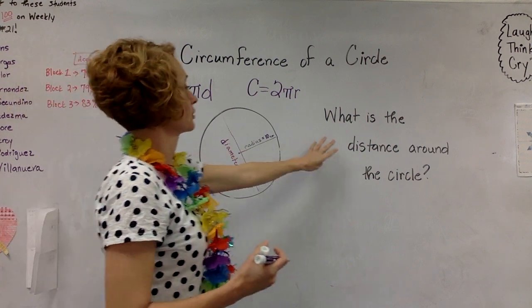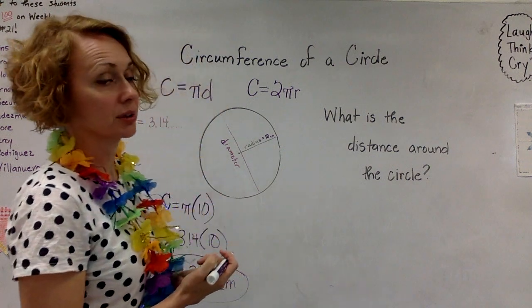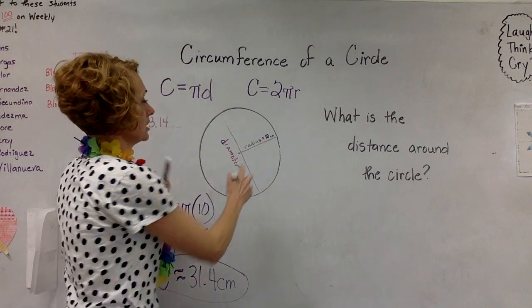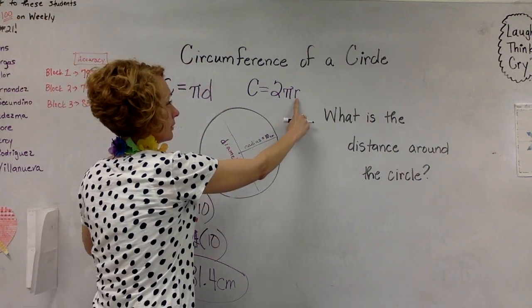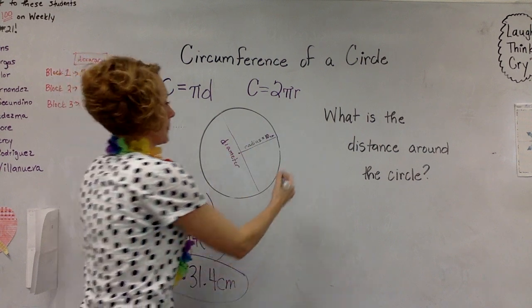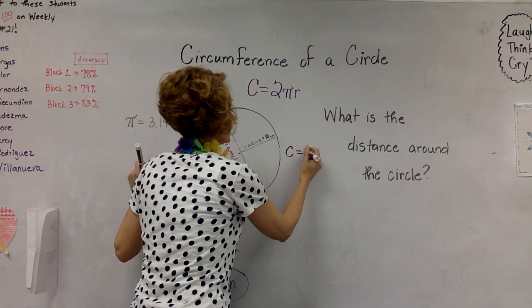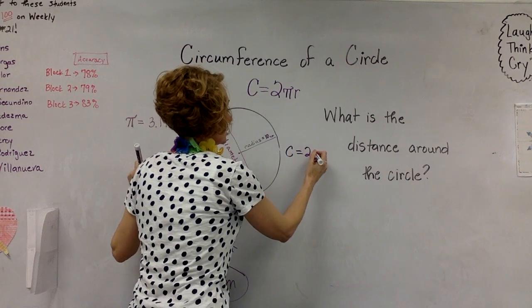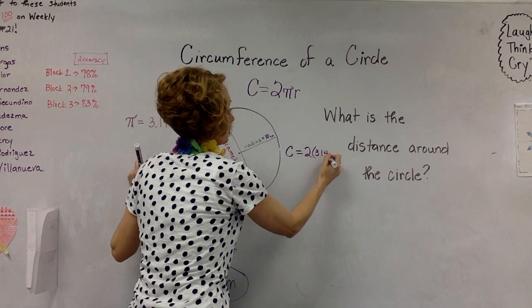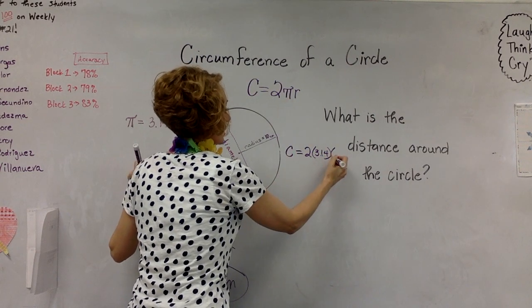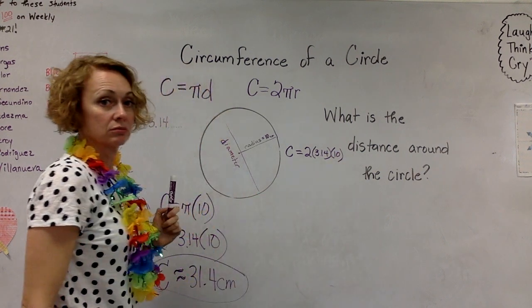So let's still answer this question. What is the distance around a circle if the radius is 10? So if a radius is given, I'm going to use a radius formula. I'm going to plug into that formula 2 times pi, which is 3.14, times the radius, which is 10.